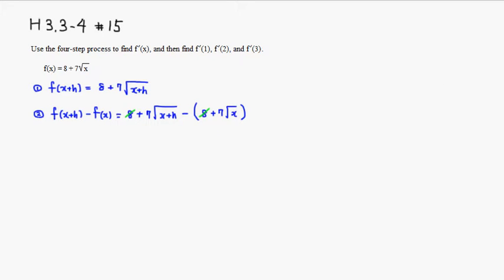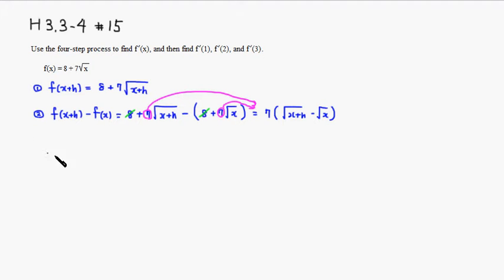Since you have 7 in common, we can pull out 7. So we pull out the 7 here, 7 there. Then what's left is square root of x plus h from here, then minus square root of x.